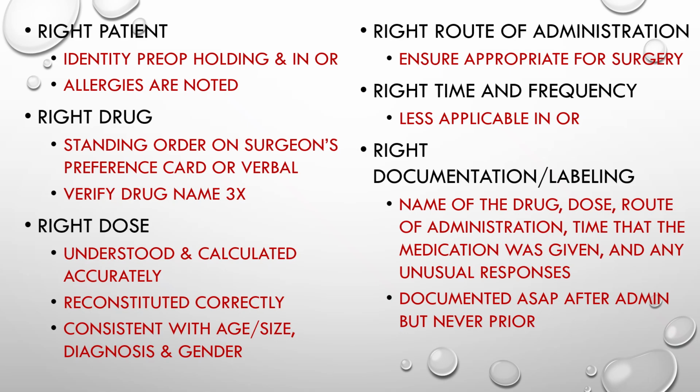Like maybe you've drawn it up, you're getting ready to give it, you document it, just getting ahead of the game, but then something happens and you don't end up giving it. So you only document after something has been given. And then also all the storage locations are labeled. So if you are taking something from a vial and putting it into the syringe and then into the patient, that syringe has to be labeled as well.